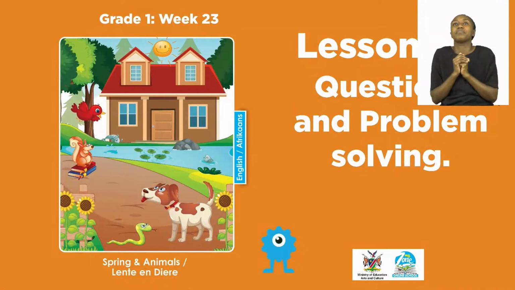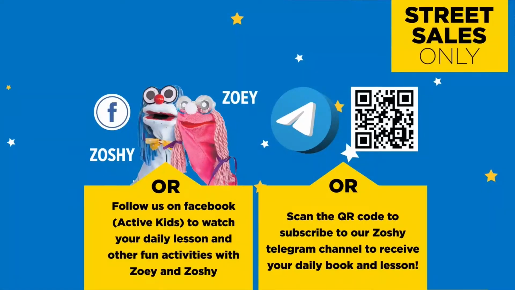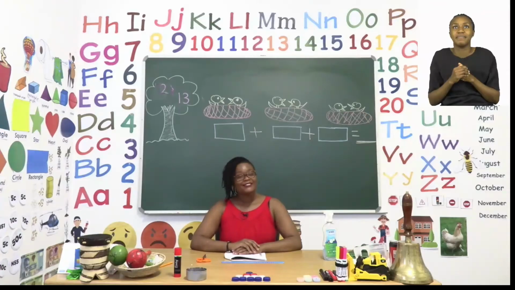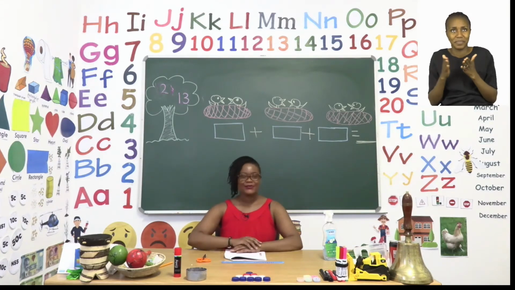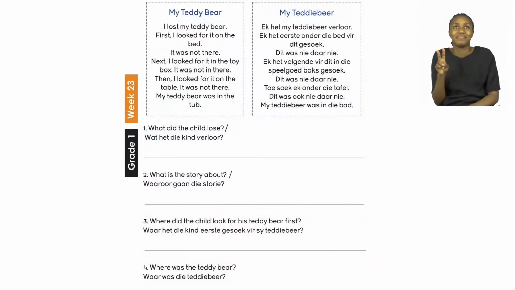For today's lesson, we will be doing questions and problem solving. Follow us on MyZone Facebook Active Kids to watch your daily lesson. For today's lesson, boys and girls, let us all start on page 12. On page 12, we are going to be doing where and what. These are question words, and to help us, we are going to read a story and then answer the questions.